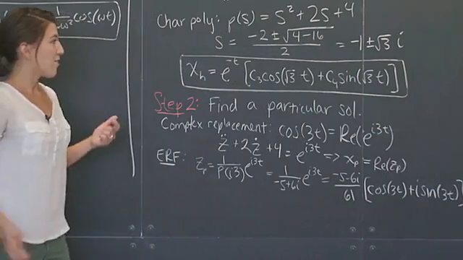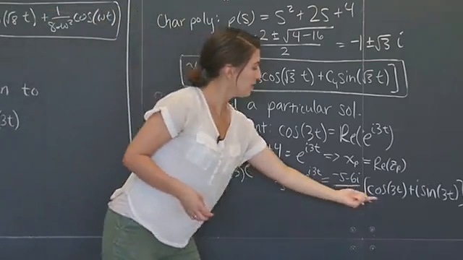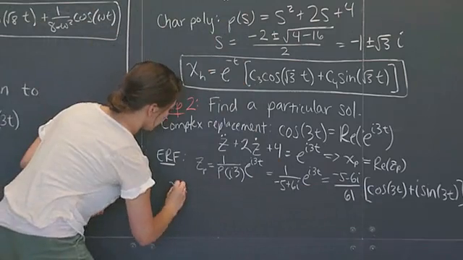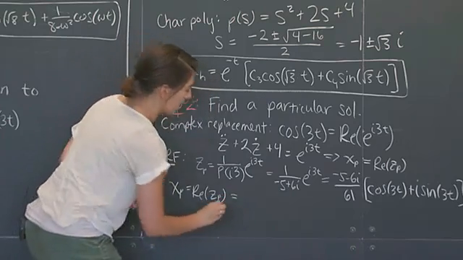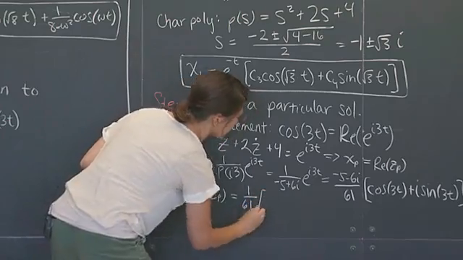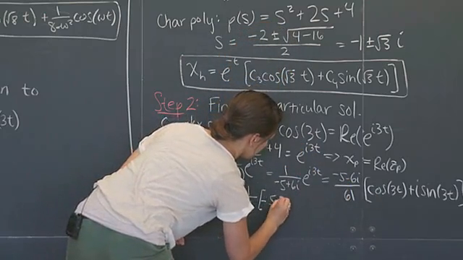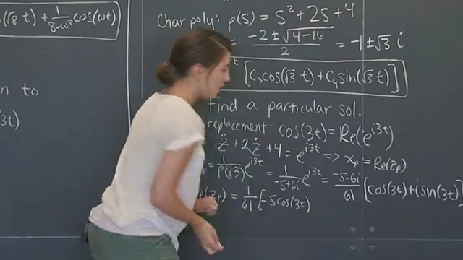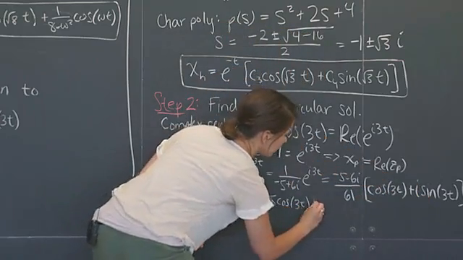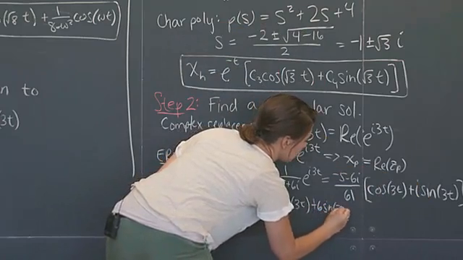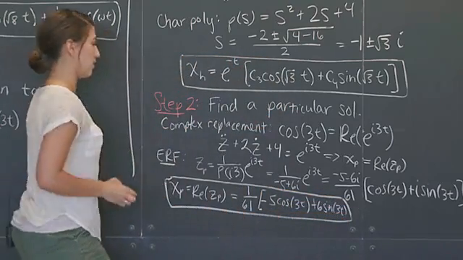Now, x sub p, our particular solution for this equation, is going to be the real part of this expression. So x sub p is the real part of z sub p, and that's given by 1 over 61 times minus 5 cosine of 3t, and then minus 6i times i gives us a plus 6 sine of 3t. So this is the particular solution to the ODE.